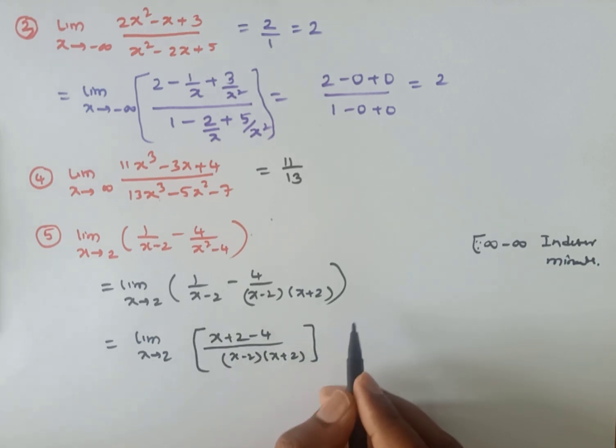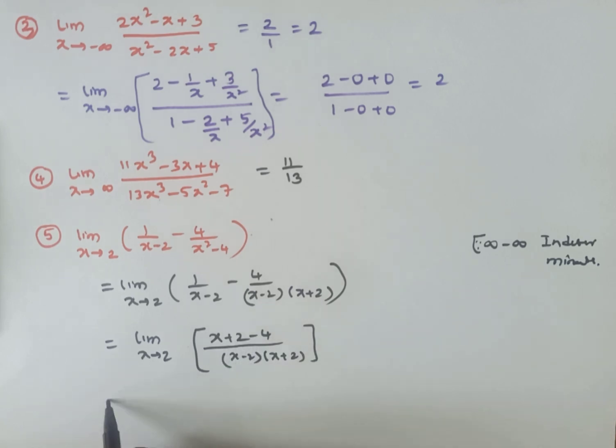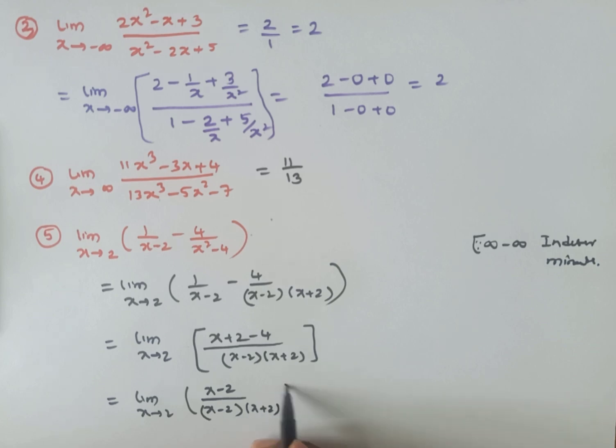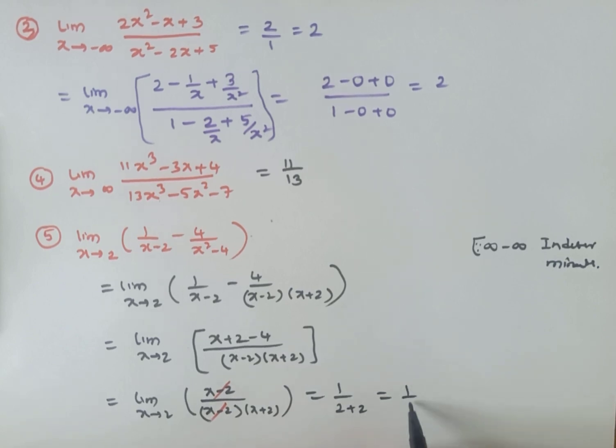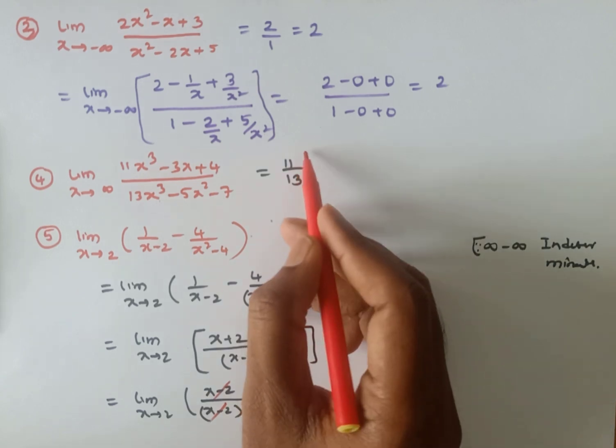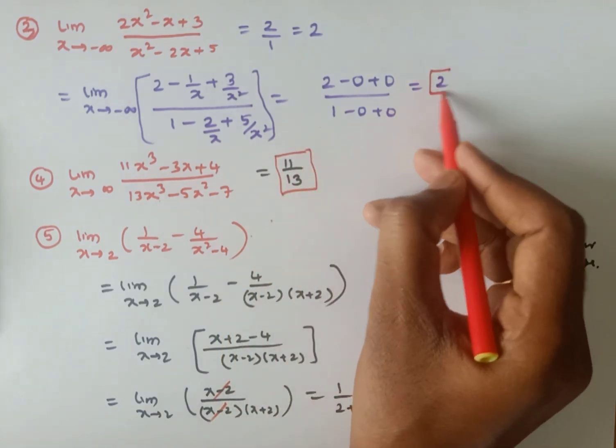Now this will be limit x tends to 2, and in the numerator it is x minus 2, divided by (x minus 2)(x plus 2). See here the common factor is x minus 2, so x minus 2 cancels. The remaining is limit x tends to 2 of 1/(x plus 2), so apply the limit: 1/(2 plus 2), so this is 1/4. So the limit of this problem is 1/4.